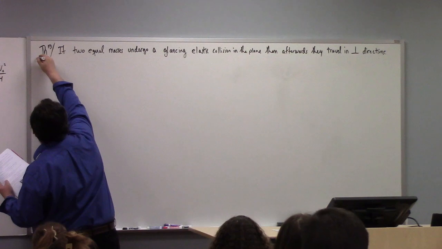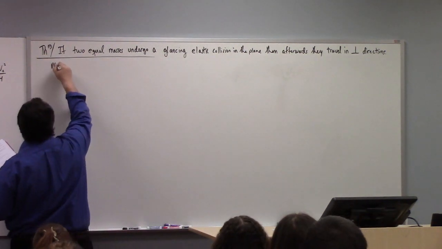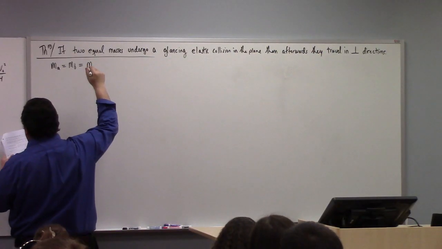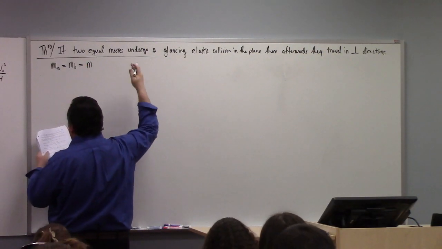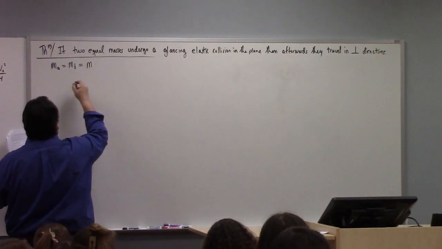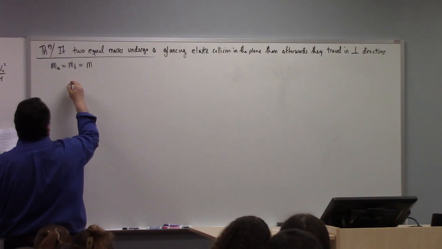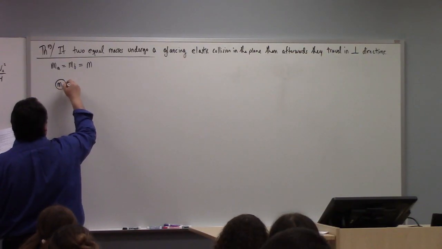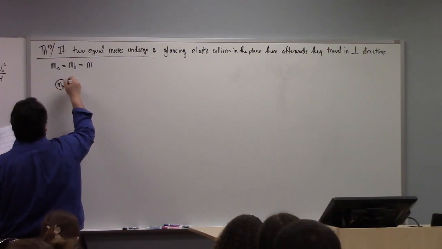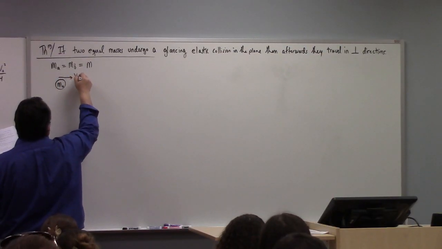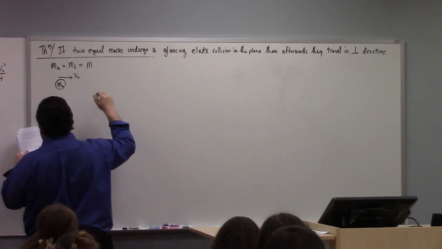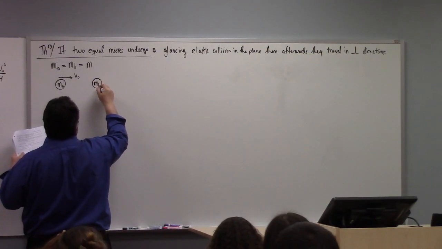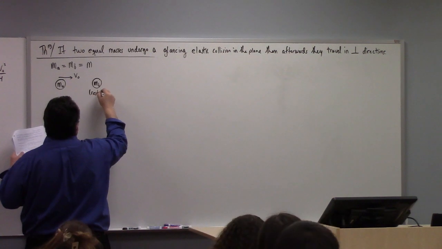So some labeling. We'll suppose that MA is equal to MB is equal to M. And we're going to choose a frame of reference in which MB is initially at rest. And we're going to let the velocity of MA point in the positive x direction. So here's a picture. Here's my MA, and I'm saying it has initial velocity v naught. We can put x coordinates in the direction of that without loss of generality. And here's MB, which is at rest in our frame of reference.